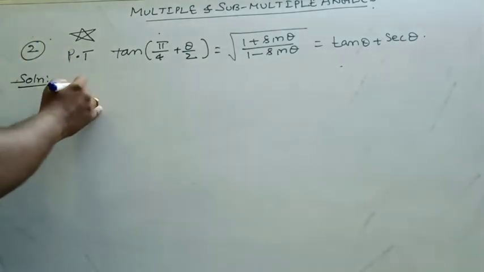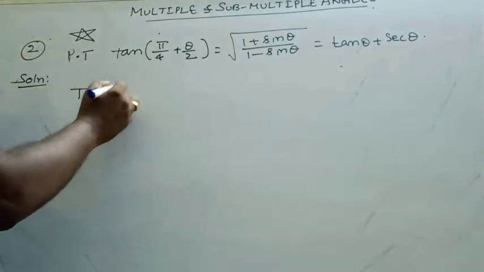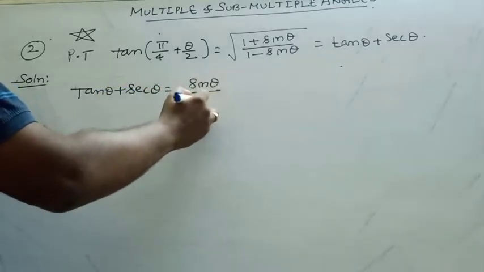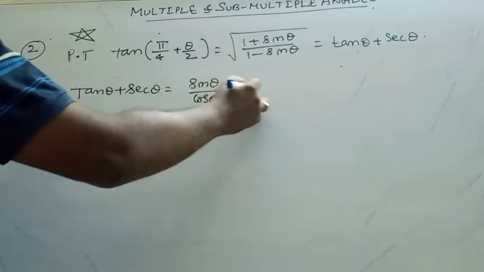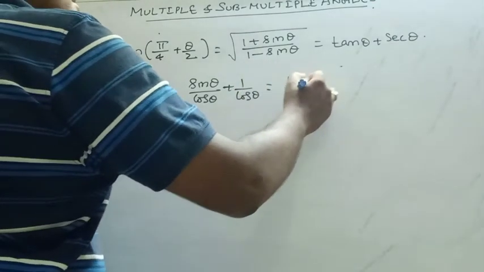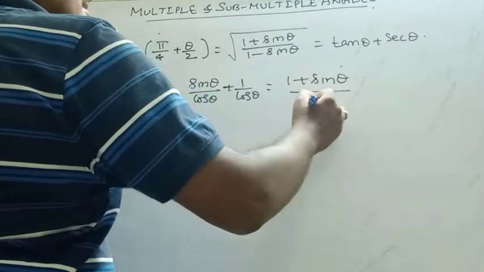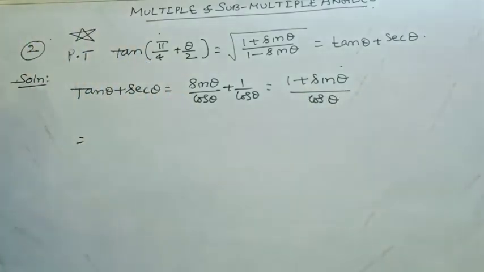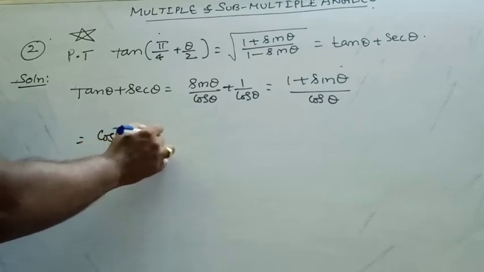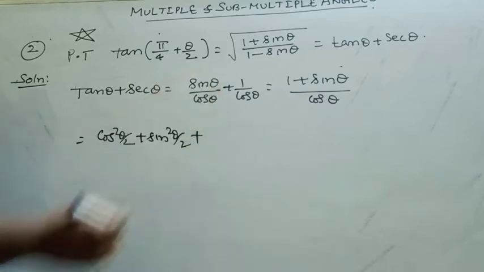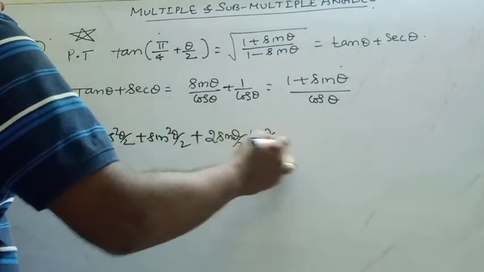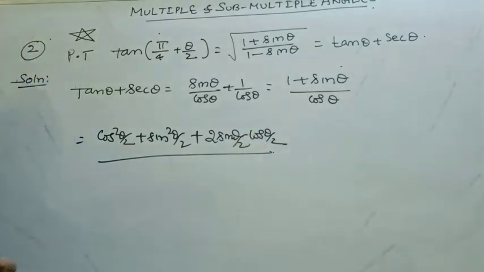Now the third one is nothing but tan theta plus secant theta. Tan theta means sin theta by cos theta, plus 1 by cos theta. This is equal to, see my dear students, (1 plus sin theta) by cos theta. 1 means what? We can write cos square theta by 2 plus sin square theta by 2, plus sin theta. Sin theta means 2 sin theta by 2 cos theta by 2.